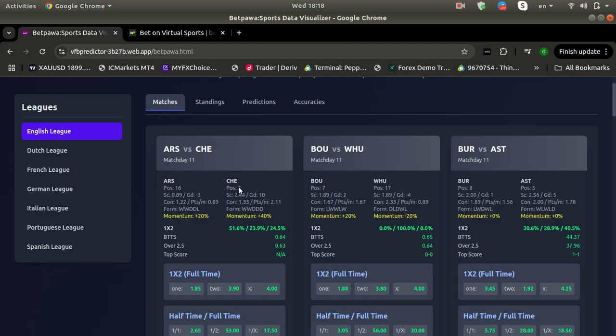So there is a high likelihood that Chelsea is going to win this match, because it has a high goals scored per match, that is 2.44, and Arsenal has a conceded point of 1.22. Alright, I hope that's clear.